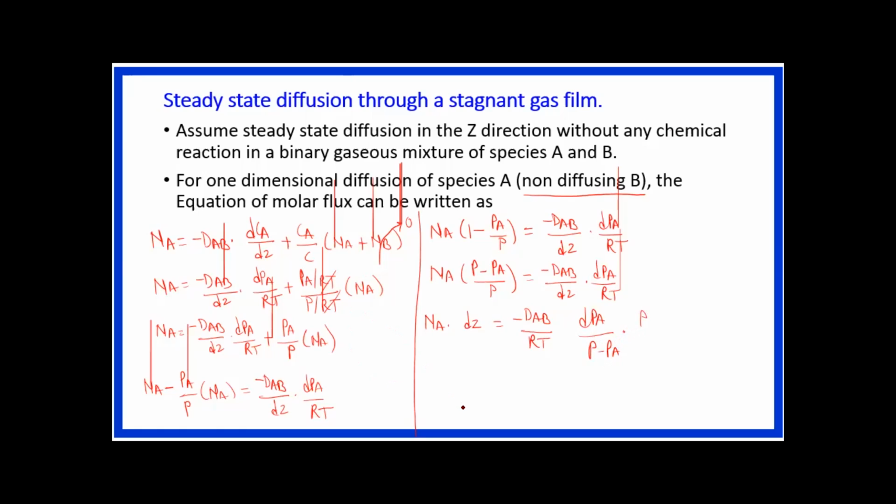right? So we can integrate this equation from Z1 to Z2 and here from Pa1 to Pa2, right? So here on the right hand side, P is constant value. So P constant, dAb constant, R constant, T constant, and on the left hand side, Na is constant. So we can write Na integration of dz. 1 dz means z. So that is z2 minus z1 equal to minus dAb into P upon RT.